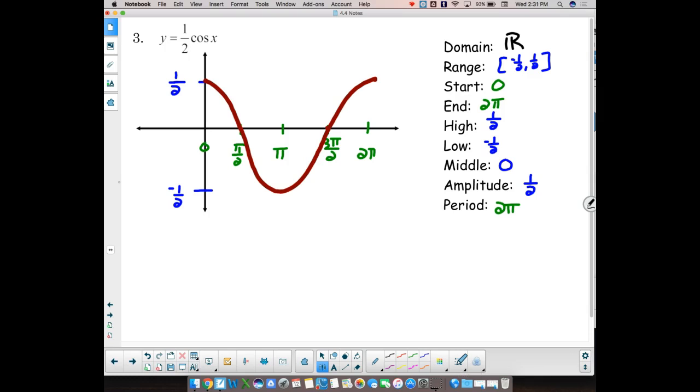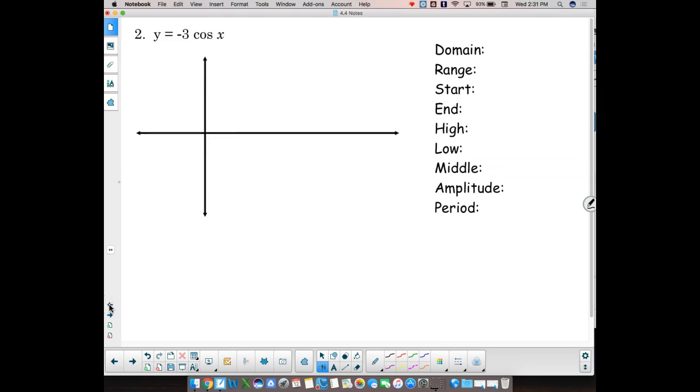Either way, you're still getting the exact same end product. It's kind of like when you're multiplying fractions. You can either multiply the two fractions first and then simplify, or you can simplify your fractions and then multiply. Okay? It doesn't really matter which way you go. All right? What I'd like you to do now is graph this function.